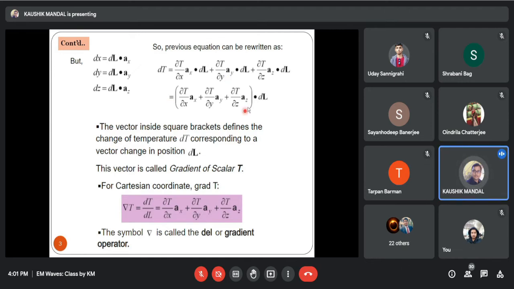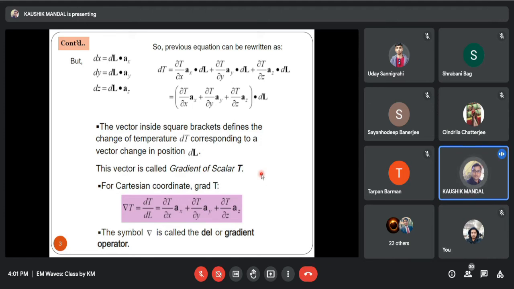So this one is representing the change in temperature dT, corresponding to the vector change in position, that is dl. So dT is representing the change in temperature due to the change in position of dl. And this particular vector within the bracket is called the gradient of a scalar.